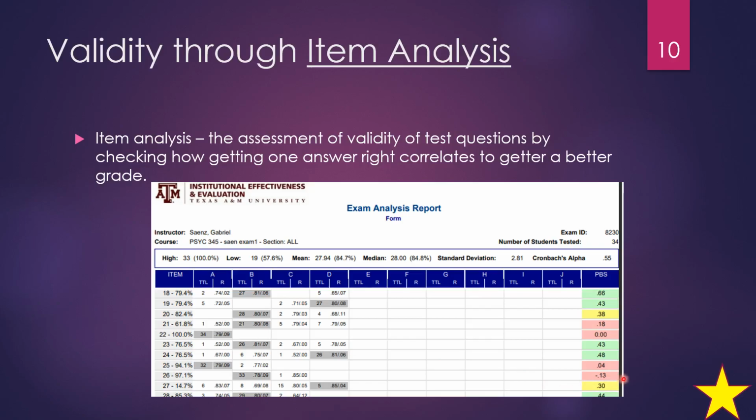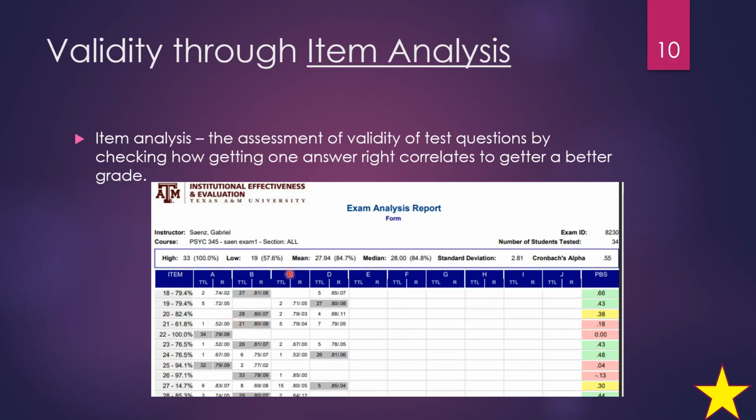This one has a minus 13. What this means is that the people who got this question right on average had a slightly worse score than the one person who got it wrong. Now in this case only one person got it wrong, so that's not necessarily a very good judgment, but you can see how this score would be useful.